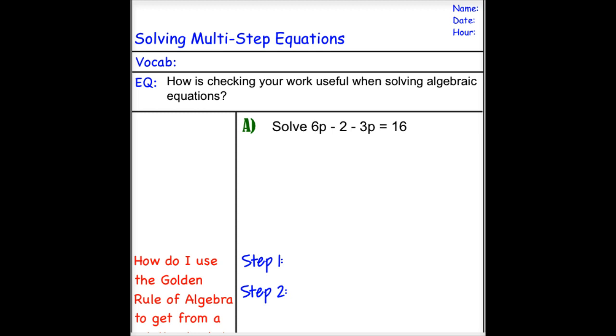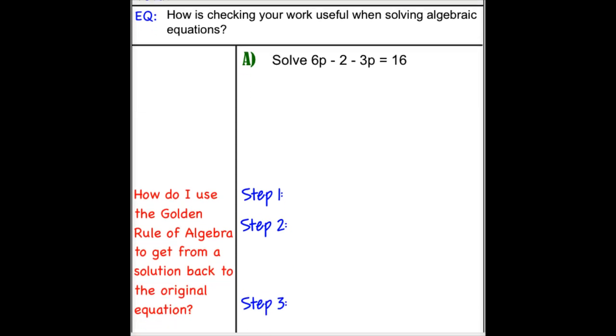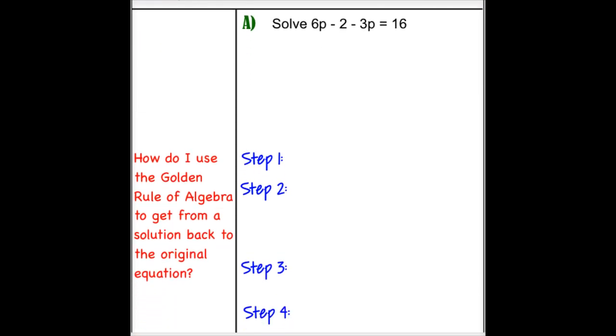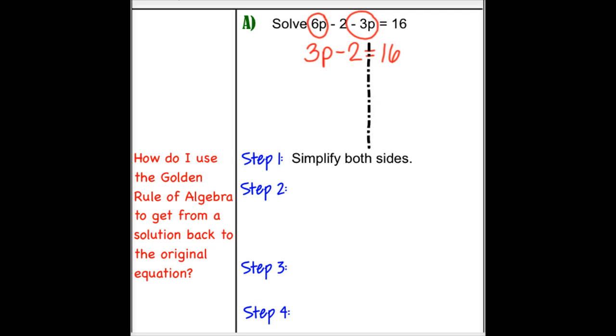So we want to take a look today at this first example of solving 6p minus 2 minus 3p equal to 16 with these multi-steps. So when we talk about the golden rule of algebra, we want to think about simplifying both sides first. So I see here that I've got a 6p and a minus 3p. If I take 6p minus 3p, I get 3p minus 2 equal to 16. So I'm going to go ahead and draw my line to separate the two halves of the equation.